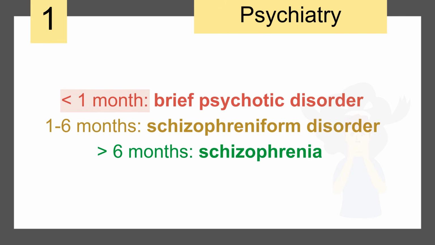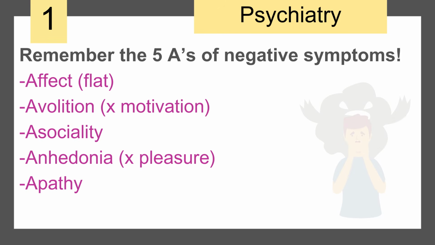Remember, if it's less than that, it's either brief psychotic disorder, if it's less than a month, or between 1 and 6 months, schizophreniform disorder. Only when it's more than 6 months do we call it schizophrenia. And just to review the 5 A's of negative symptoms: the affect is flat, avolition, that is they have no motivation, asociality, a word that is basically never used in the English language, anhedonia, and apathy.